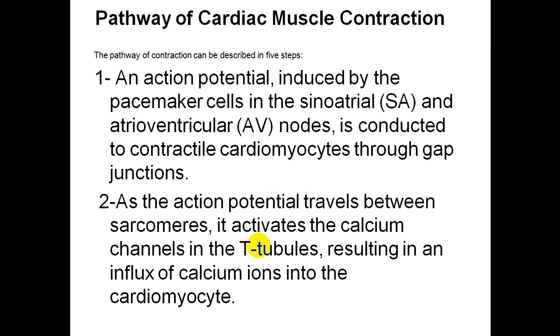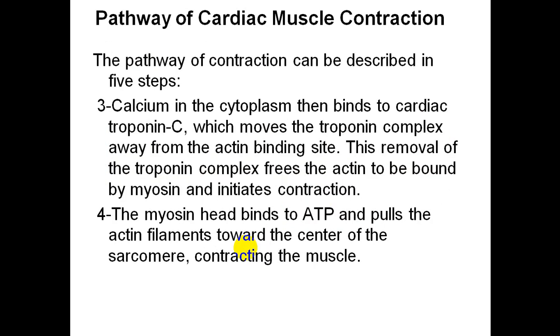The first step is the action potential, the electrical activity before contraction, induced by pacemaker cells, as we studied, in the sinoatrial node. Then the AV node conducts it to the contractile cardiomyocytes through the gap junctions, through which it passes freely and easily to the whole cell. As the action potential travels between sarcomeres, it activates the calcium channels in the T-tubule, resulting in the influx of calcium ions into the cardiomyocyte.